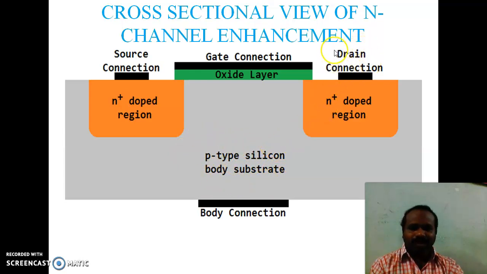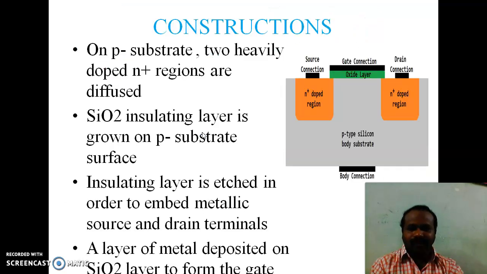Here the terminal is drain, here the terminal is source. Both drain and source are made up of N plus, that is, heavily doped N regions. Construction of MOSFET: on the P substrate, two heavily doped N plus regions are diffused. This is the P substrate, and two heavily doped N plus regions are diffused.